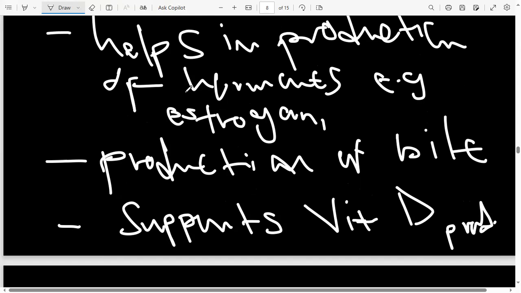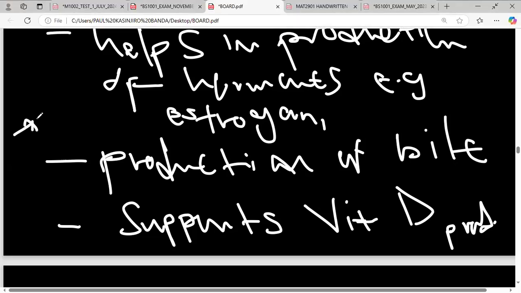Of course, it has a lot of functions. Because it is a lipid, it helps in insulating the body as well. So you can mention these three, but they are not limited. There are a lot of functions.